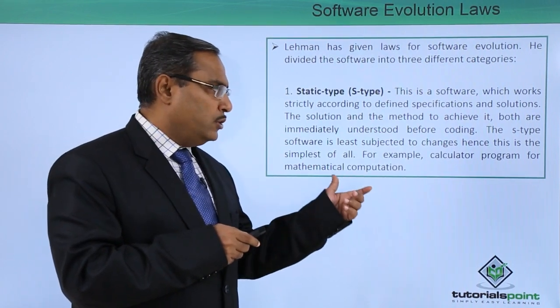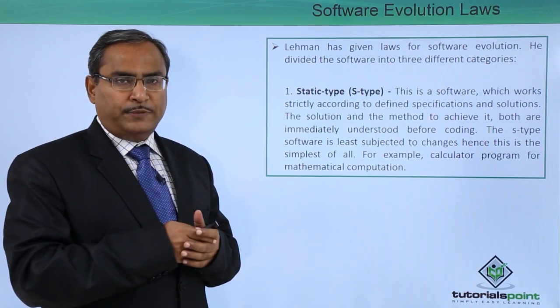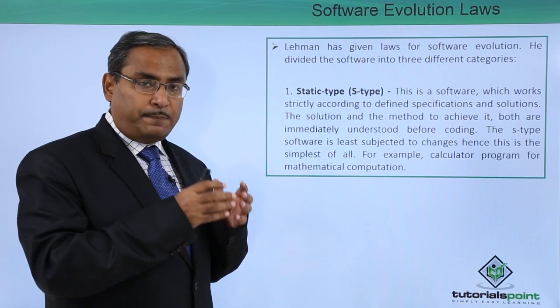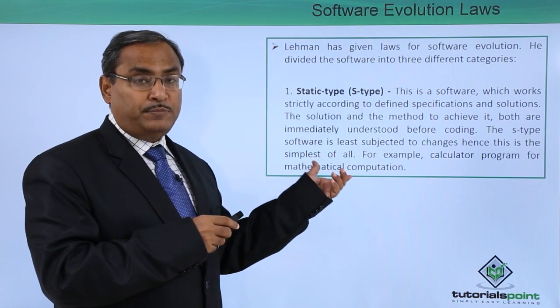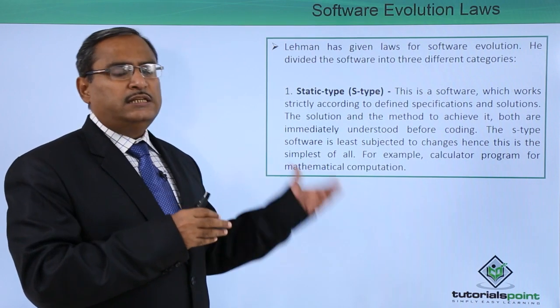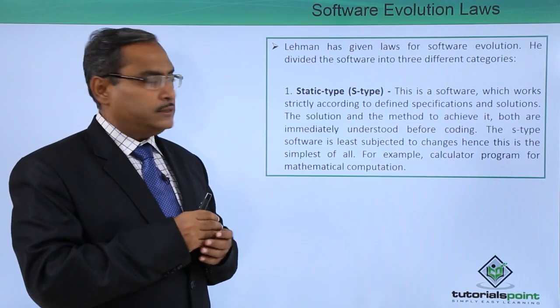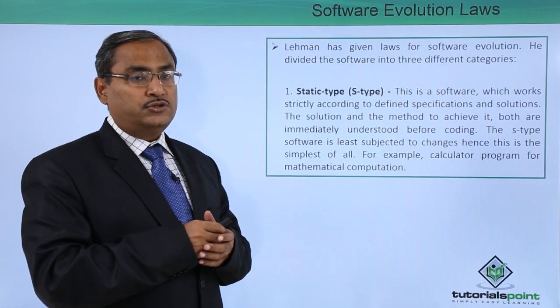For example, a calculator program for mathematical computation we can consider. So here all these requirements are pre-known to us, and we also know the respective method to achieve it. So before starting the coding process, this information will be prior to us, and then we shall start this coding process, and this is the simplest software category.